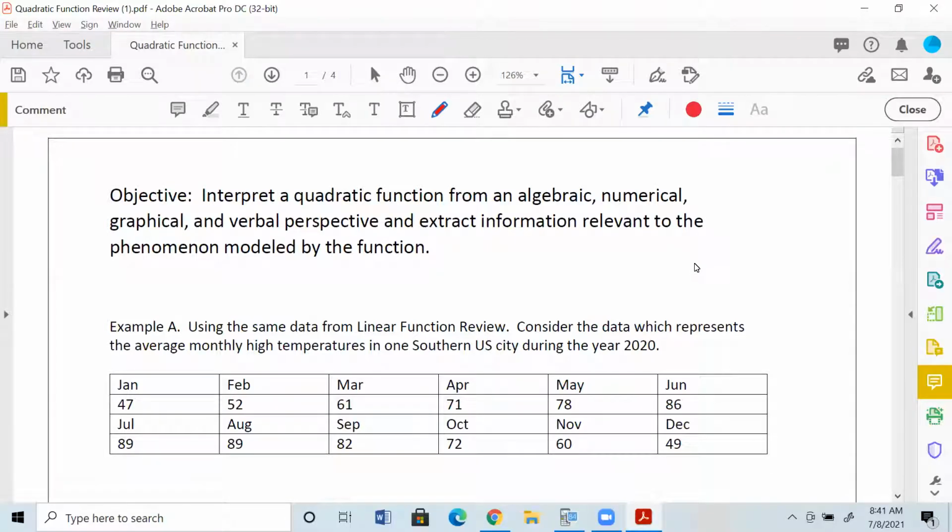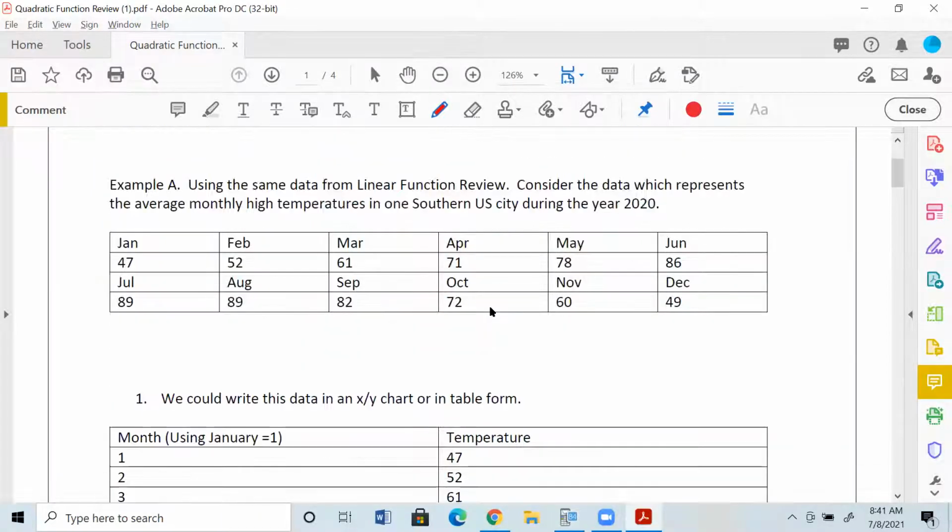Today, we're going to be looking at quadratic functions. We're going to look at these from an algebraic, numerical, graphical, and verbal perspective, extracting information and looking at the modeled functions. We're going to continue with the same example from our linear function video. We've been examining average monthly high temperatures in one southern US city during the year 2020.